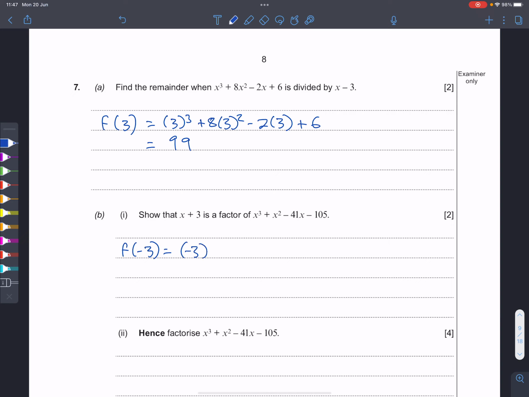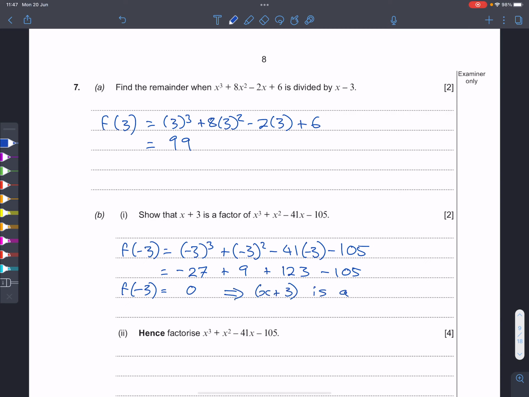So I get negative 3 cubed plus negative 3 squared minus 41 lots of negative 3 minus 105. That's negative 27 plus 9 plus 123 minus 105. If you plug all those into the calculator, we get 0. So if f of negative 3 is 0, that implies that x plus 3 is a factor.